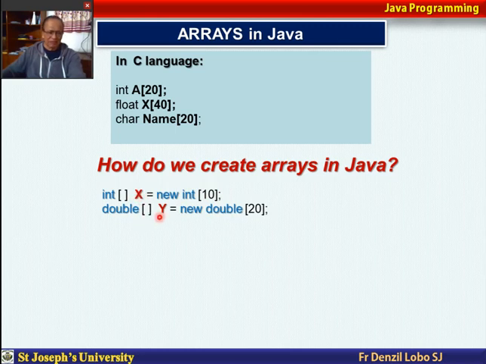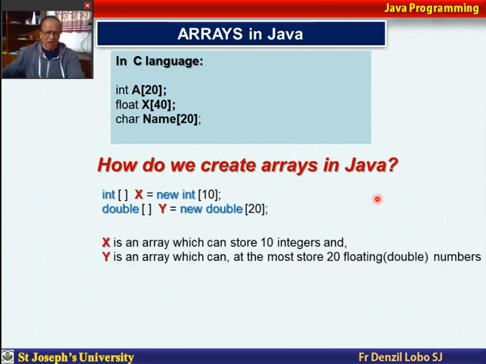Similarly, here I have one more array called Y. It is of the double type, and again the same: new double 20. I can store 20 numbers which are of double type. So this is how we create arrays in Java. As I said, X is an array which can store 10 integers, and Y is an array which can at the most store 20 floating point double numbers.